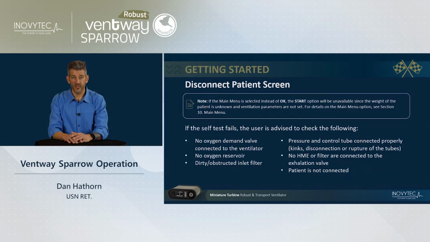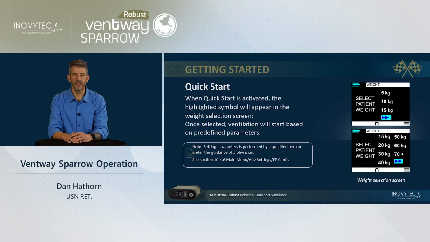If the self-test fails, the user is advised to check the following: that there's no oxygen demand valve connected to the ventilator, there's no oxygen reservoir, check to see if you have a dirty or obstructed inlet filter, check for pressure and control tube connected properly, make sure there's no kinks or disconnections or ruptures of the tubes, check if there's no HME or filter, if they are connected to the exhalation valve, check to make sure the patient is not connected. Quick Start. When Quick Start is activated, the highlighted symbol will appear in the weight selection screen.